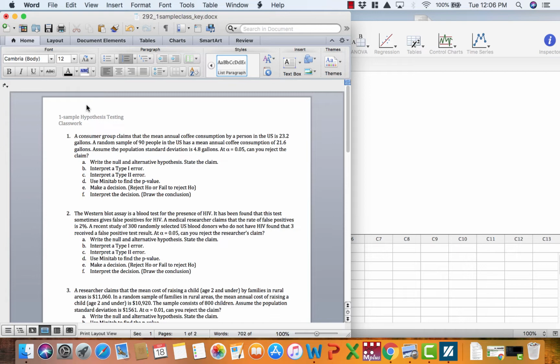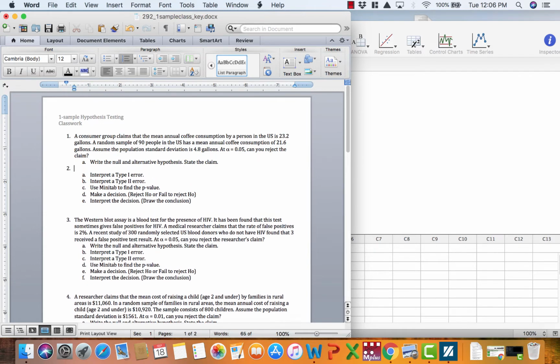Okay, so first of all, part A says, write the null and alternative hypotheses and state the claim. All right, so we need the null and alternative. The null and alternative is going to be based on what the claim is. So we read in this first sentence that a consumer group claims that the mean annual coffee consumption by a person is 23.2 gallons. And so we read that as mu equals 23.2.